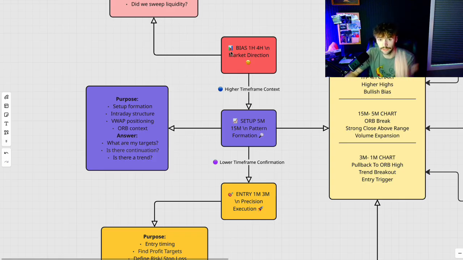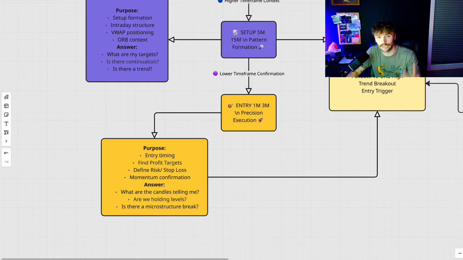So first, like we said, you want to establish your bias. Where is the market looking to go? Then you want to come down to your setup on your 5 to 15 to 30 minute. And this is the question that you want to answer: how are we going to get there? So we establish where the market is going. Now we're establishing how the market is going to get there.